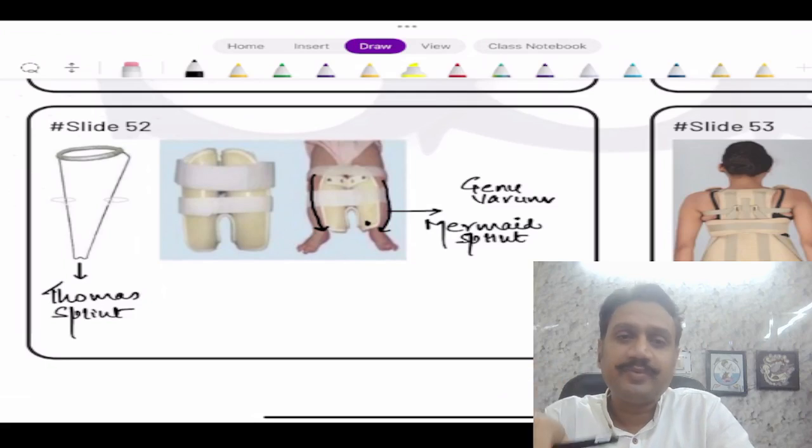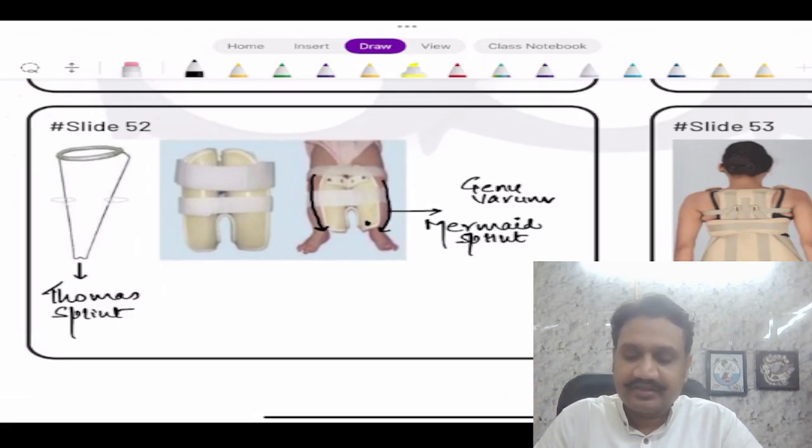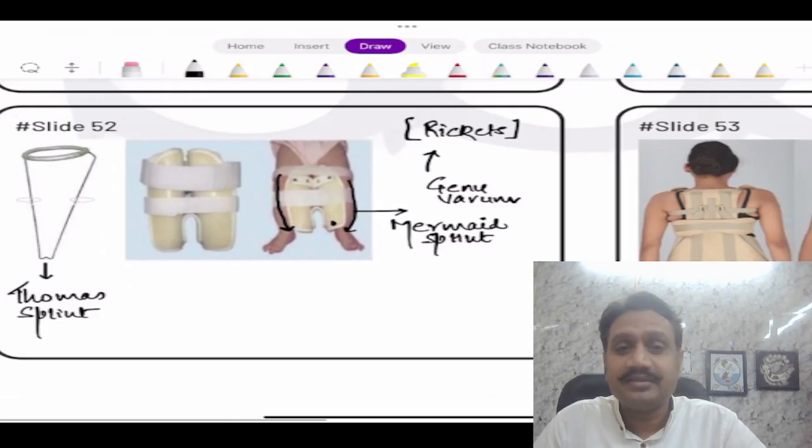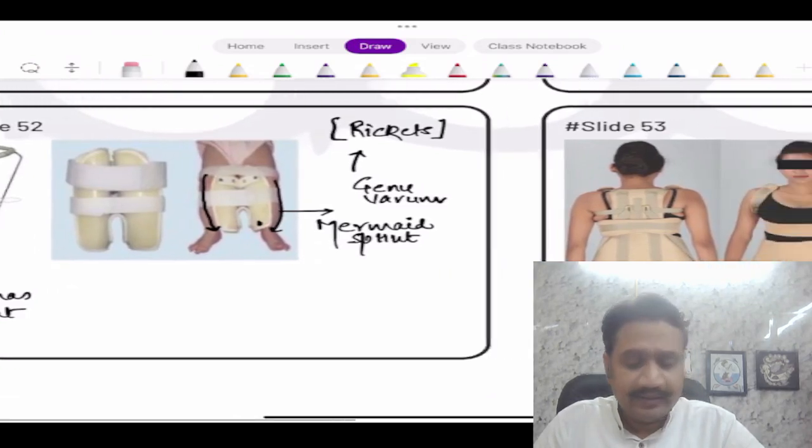This is called as mermaid splint, used in which cases? Whenever the child is suffering from these deformities, and you know very well that the commonest nutritional disorder which can create this deformity is rickets, right?